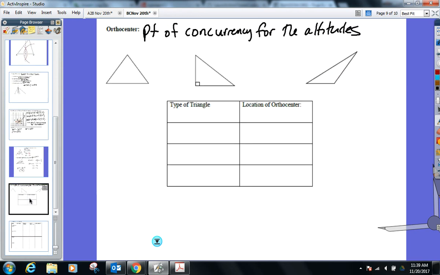But what I still need you to do is know where it is, depending on the type of triangle. First type of triangle, it could be an acute triangle. Meaning what again? Acute? From last unit. All three angles less than 90. So if you take my acute triangle up here, what's an altitude again? Where does an altitude start? From a vertex, and it's what to the opposite side? Perpendicular, right? So if I just freehand this in here, 3 perpendicular lines in an acute triangle, here's the orthocenter.